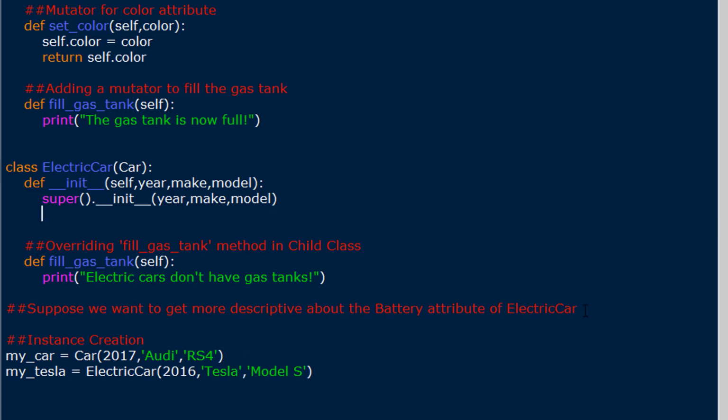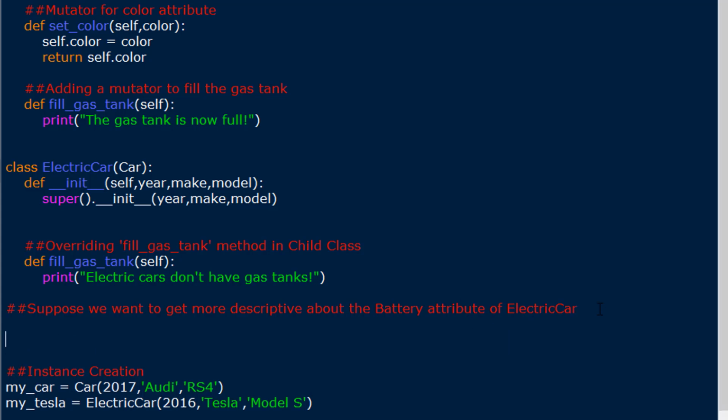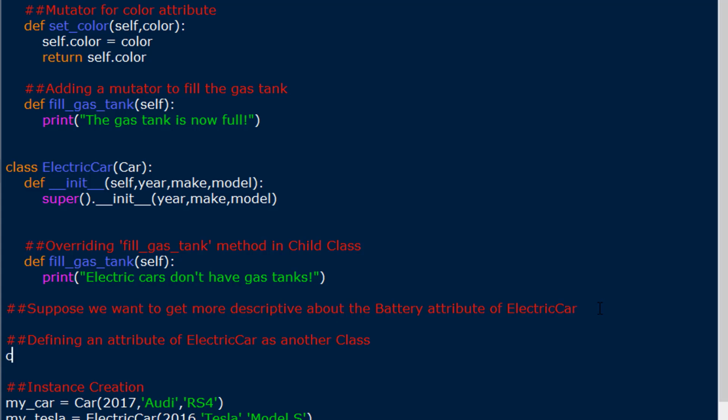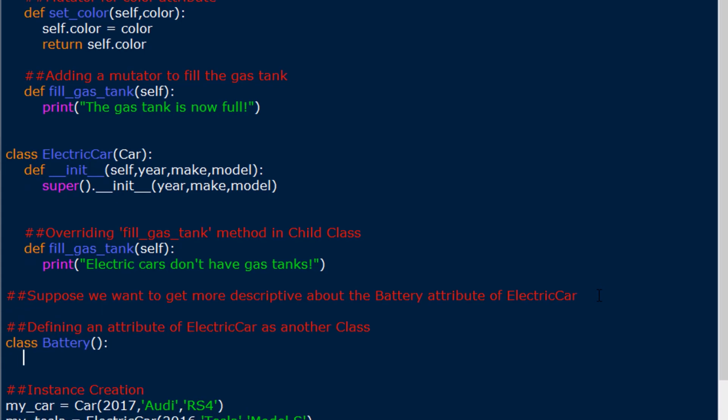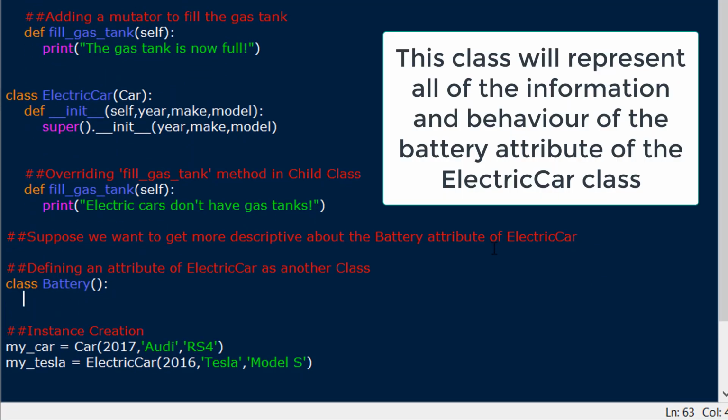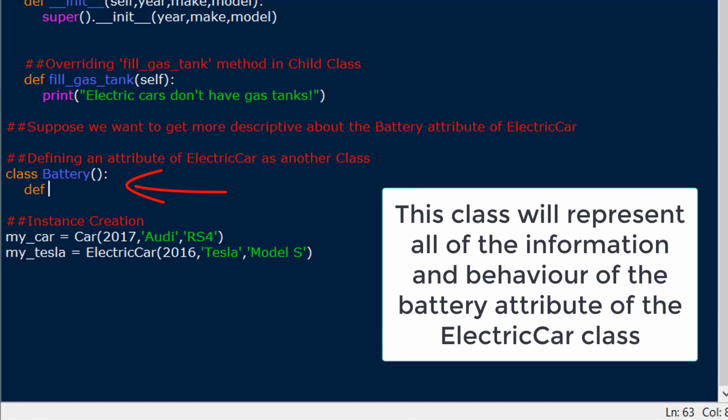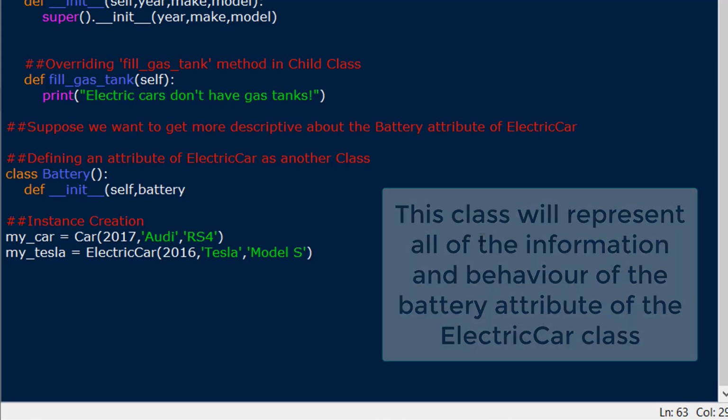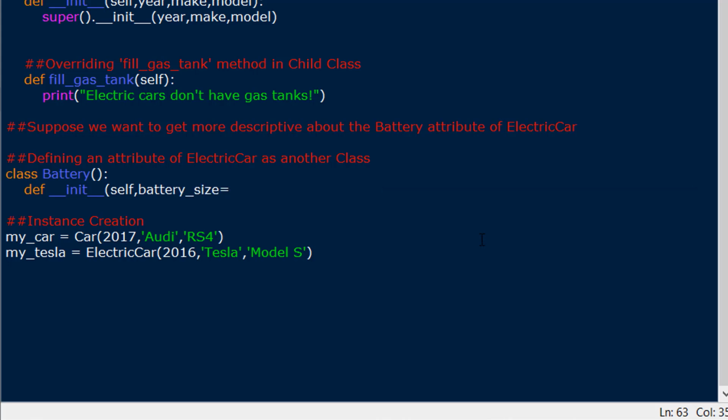Sometimes when classes begin to get more complicated, it's helpful to write a whole separate class to describe one attribute of another class. In this example, battery is an attribute of the car class. However, a battery can have many unique individual properties, so we take advantage of an object-oriented approach by defining a new class to represent the battery attribute of the electric car class. Notice that the battery class does not inherit from any other class, it is separate.